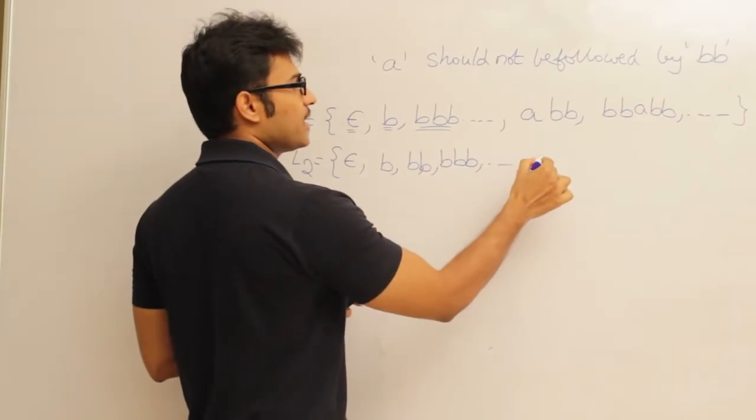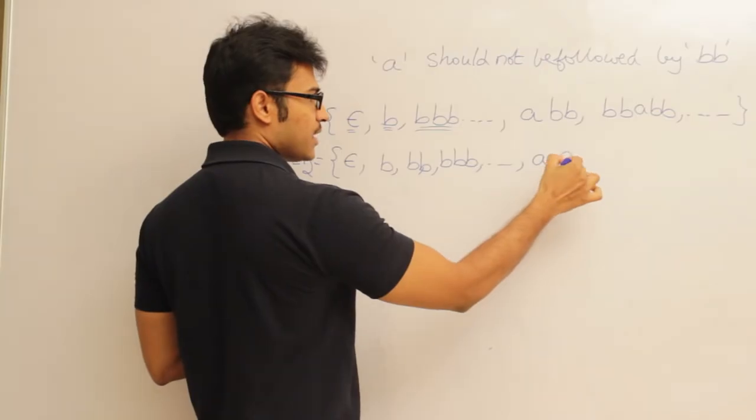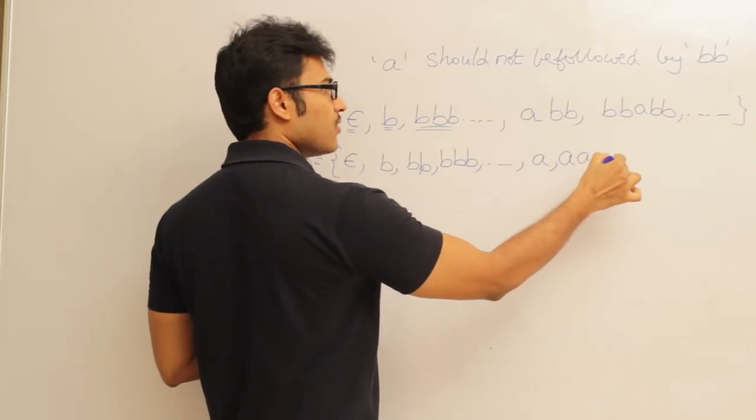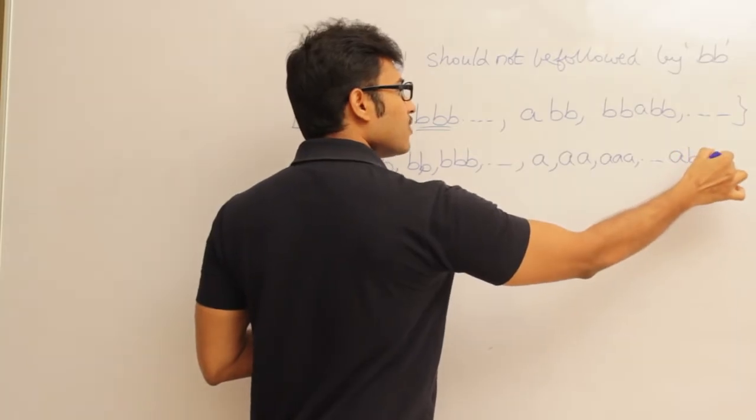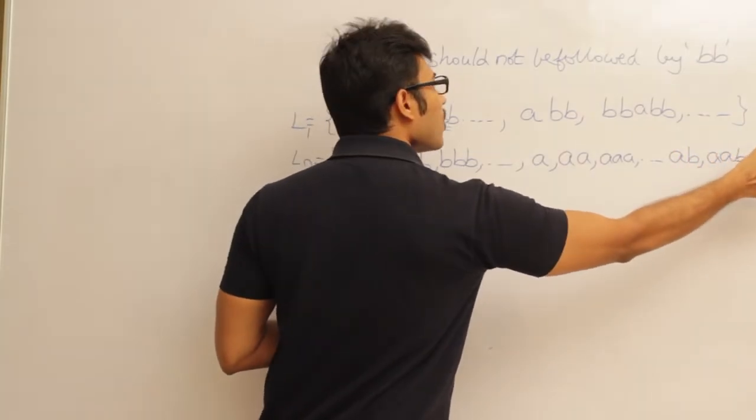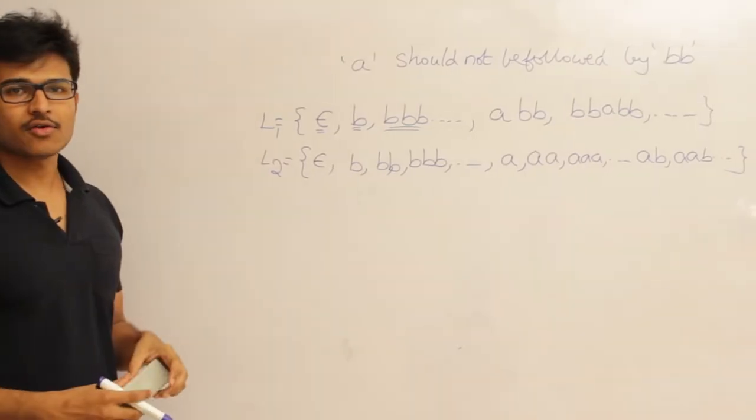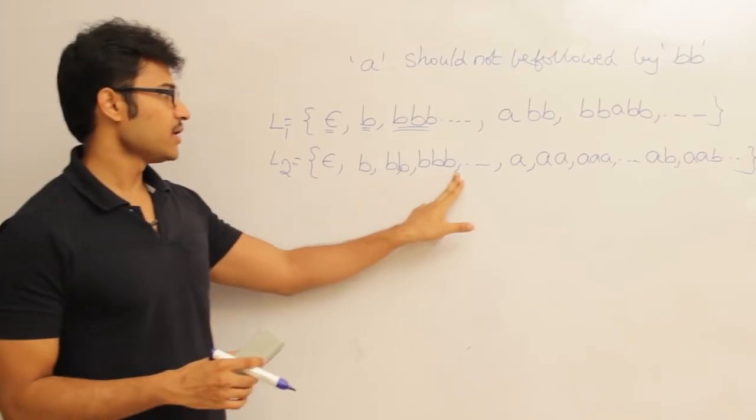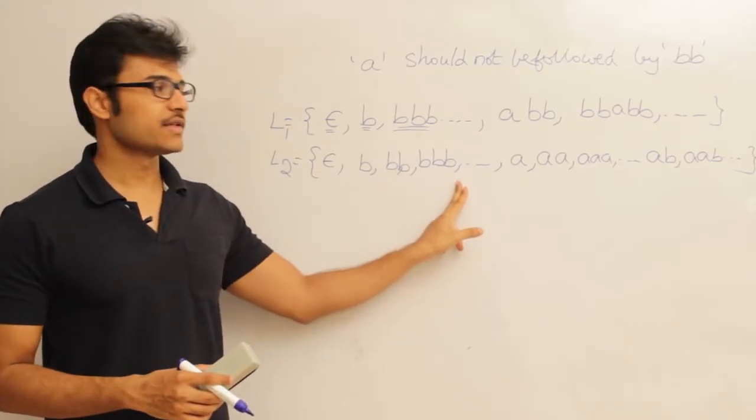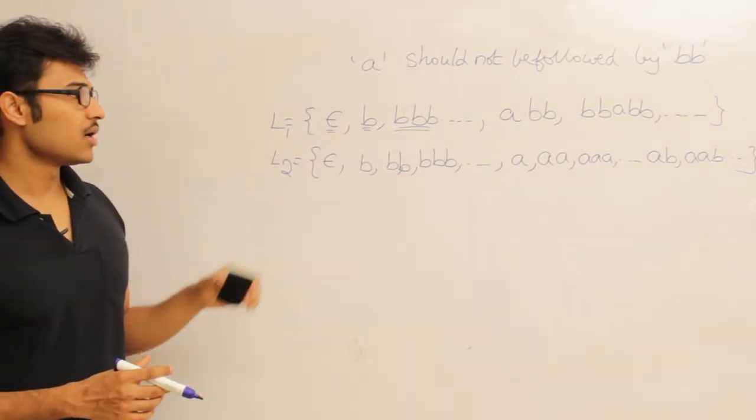And now if I get A, it can be allowed because it is not followed by BB. If I get AA, it can be allowed, AAA it can be allowed, and so on, or AB is allowed, AAB is allowed, and so on. So are these two languages complements of each other? They are not complements because we have epsilon in the intersection and any number of B's are in the intersection. Therefore, both the languages are not complements.